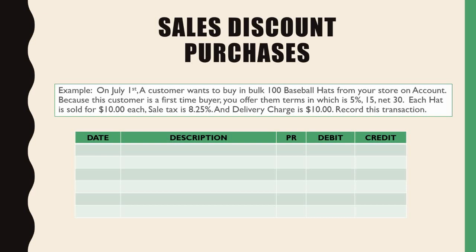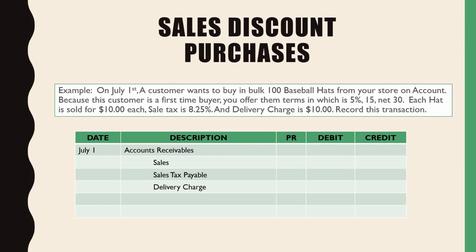So here's a few key notes. You charged them for the sales, but they placed it on an account. So therefore, this is where they owe you money. So we're going to be introducing you to accounts receivable. Sales. Now they bought 100 baseball hats for $10 each. So that right there is $1,000.